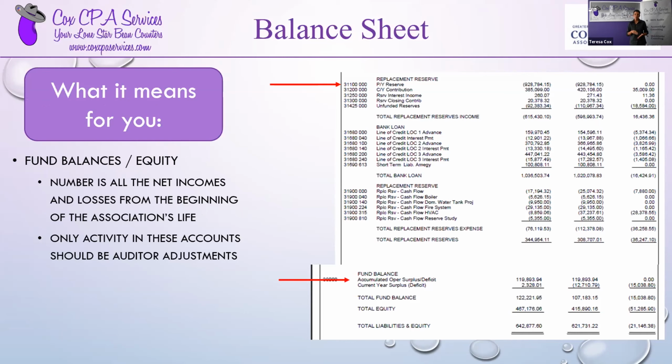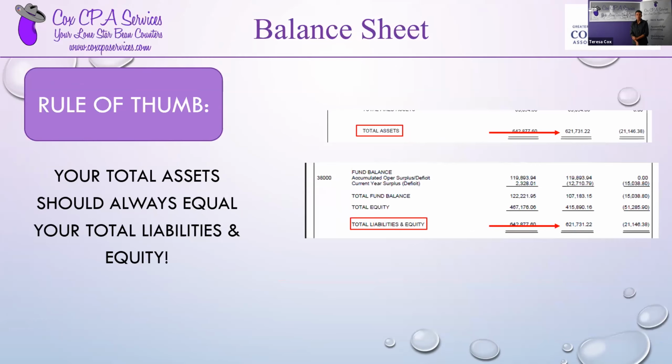Whether it's losses or profits, it doesn't matter. It's all those added up together since the beginning, and that's what your equity is. I know that's probably the hardest concept and the hardest one to explain. So that's where it comes from. Okay, and then just the rule of thumb in general, your assets need to equal your liabilities and equity.